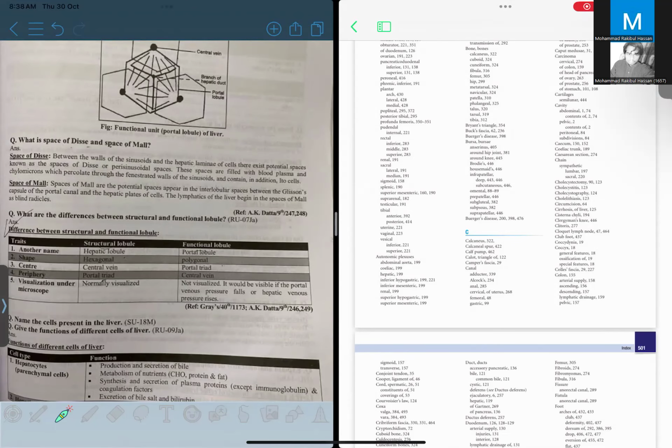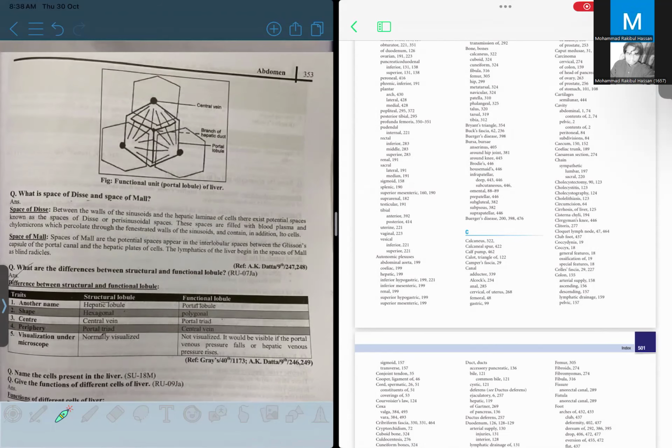What is the space of Disse and the space of Mall? Between the walls of the sinusoids and the hepatic lamina of cells, this is the central venule and this is the portal hepatic lobule, and this is the sinusoid. There is a potential space between the sinusoid and the hepatic lamina of cells, known as the space of Disse or perisinusoidal space. These spaces are filled with blood plasma.